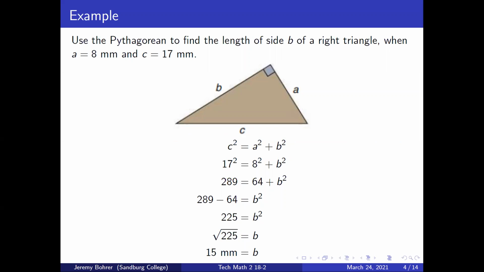Use the Pythagorean theorem to find the length of side b of a right triangle when a equals 8 millimeters and c equals 17 millimeters. Here, c squared equals a squared plus b squared. So 17 squared equals 8 squared plus b squared, which means 289 equals 64 plus b squared. 289 minus 64 equals b squared. So 225 equals b squared. The square root of 225 is b, and the square root of 225 is 15 millimeters. So that's our length for b.